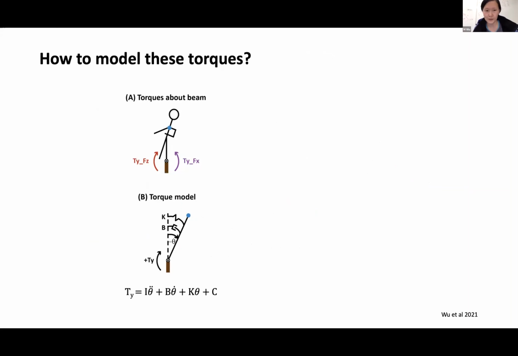And one way, like using a mechanical model, is the second order model, where we look at the angular displacement of the beam walker's torso relative to this vertical reference line, theta, and then we look at its derivative and its second derivative. And then we have the parameter values for inertia, damping, and stiffness being multiplied by this angular state to create different contributions to the total torque.